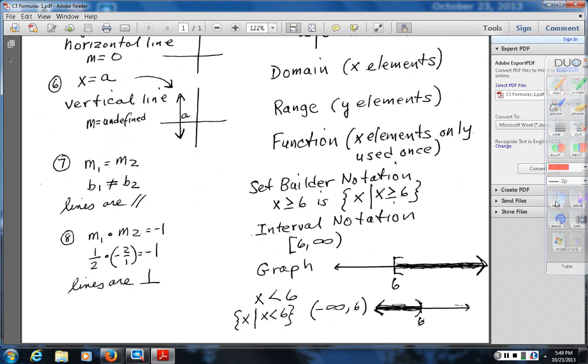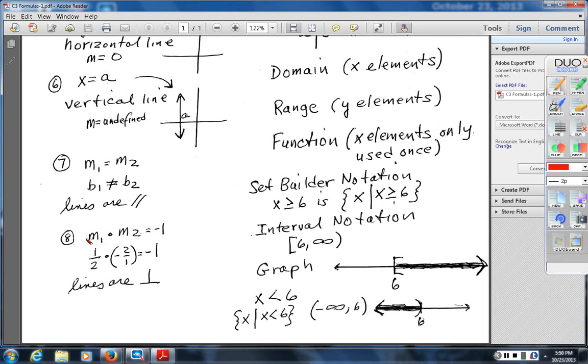Now, formula 7, it's not so much a formula as it is some facts, that if the slopes of an equation are the same, that is, m sub 1 equals m sub 2, but the y-intercepts are different, the lines are parallel. Same slopes, different y-intercepts, the lines are parallel.